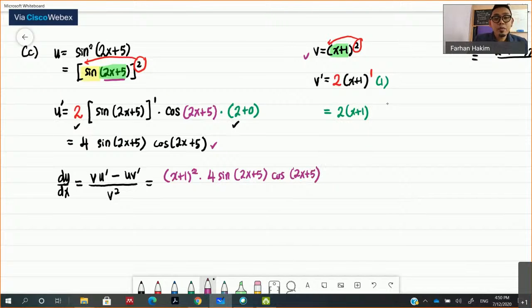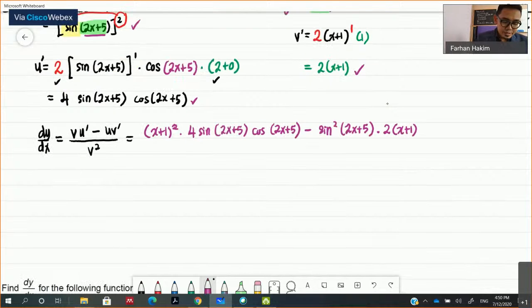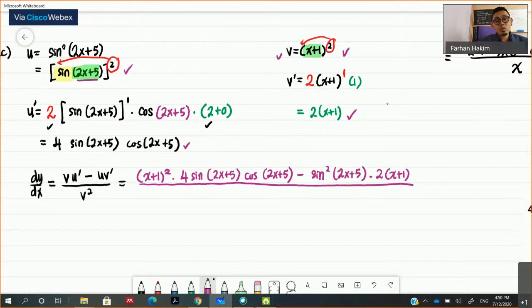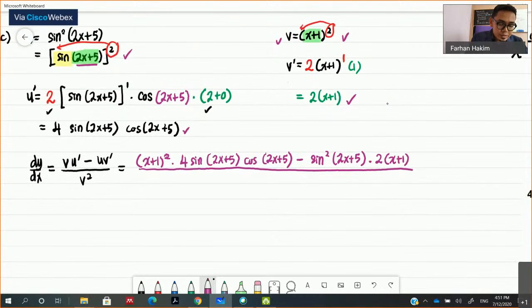That one is for vu prime. Now you have to subtract the uv prime, all right? So you subtract the uv prime, means you multiply these together. So that one will give us sine square of 2x plus 5 multiplied with 2 times x plus 1, all right? So everything should be divided by v square, meaning to say that v square means x plus 1 square. You have to take square, will give us x plus 1 to the power of 4. So we'll have x plus 1 to the power of 4 here. All right.